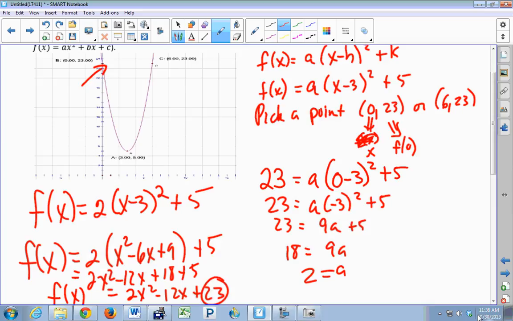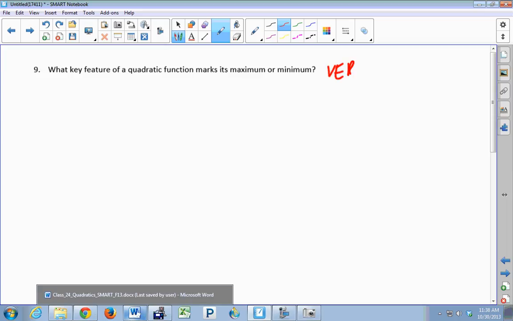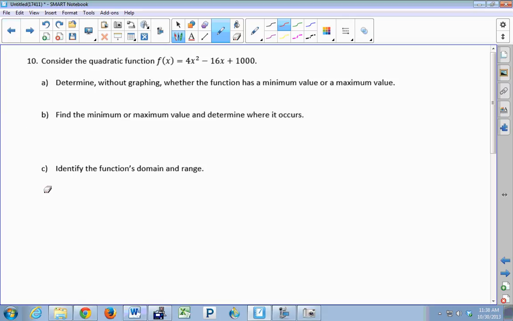Okay? So the last thing we have to do is be able to deal with this idea of maximum values and minimum values. This is a big application of any quadratic function. So let's see where we are. Number 9 on the bottom of page 2 says, what key feature of a quadratic function marks its maximum or minimum value? What's the key feature that marks either the maximum or minimum value? The vertex, yep. Okay. So we're going to be doing some problems that just deal with the vertex.